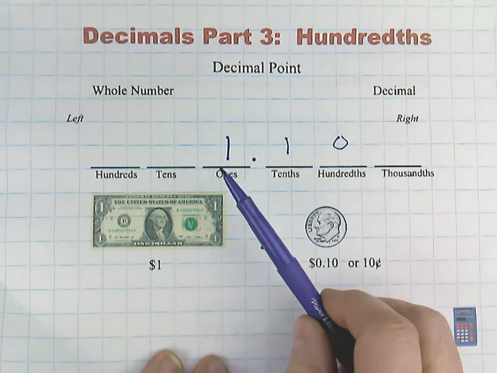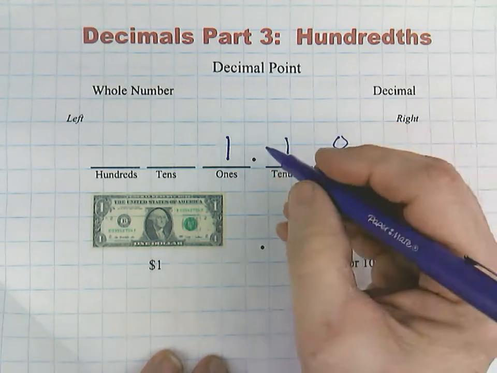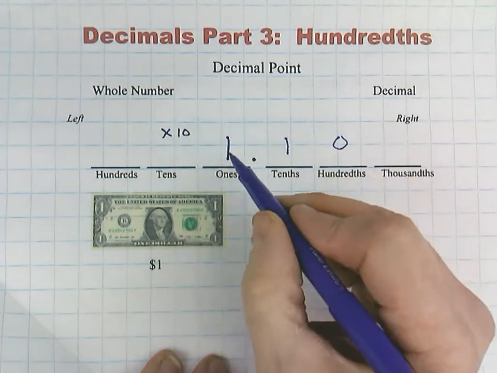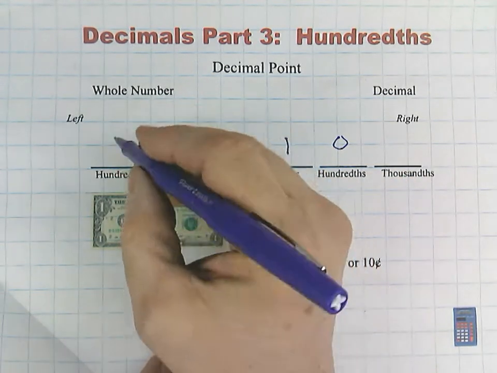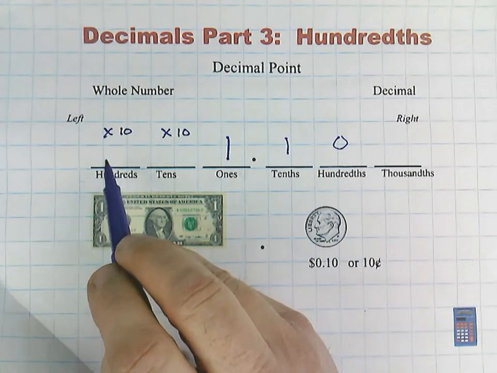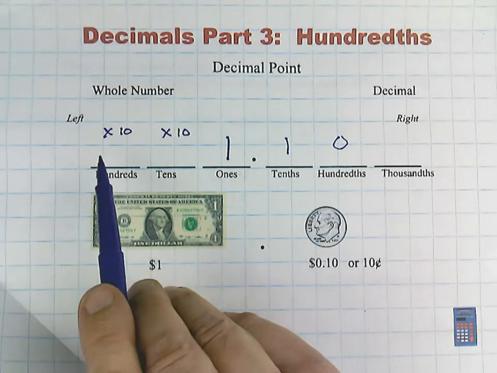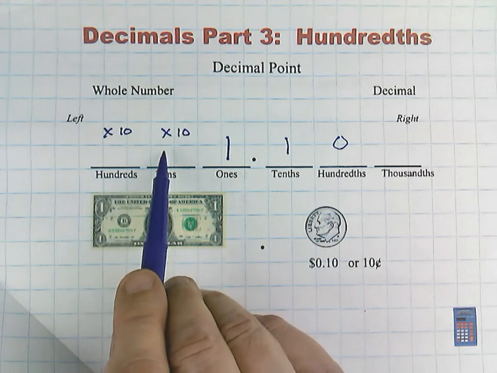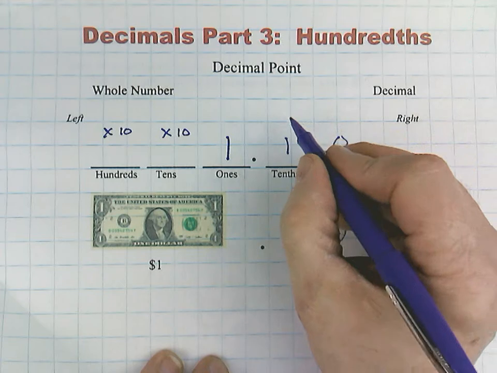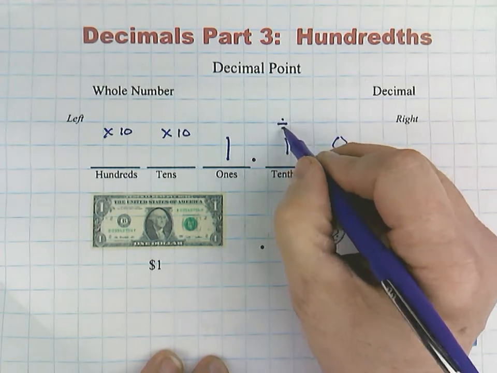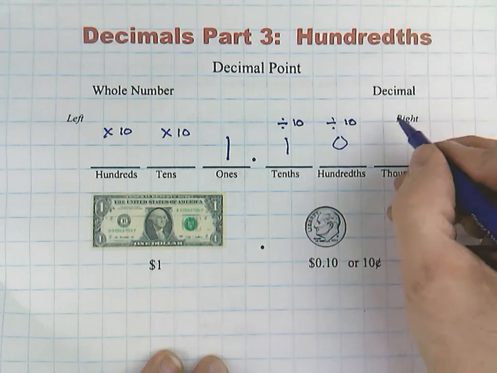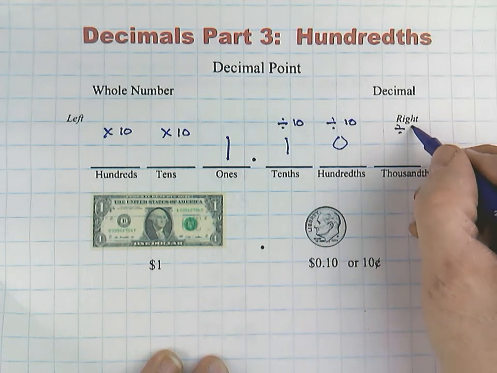For example, if I were to multiply 1 by 10, well, 1 times 10 would be 10. 10 times 10 would be 100. And this would continue with each place value. It increases by a multiple of 10. On the decimal side, it's the opposite. It's decreasing, it's getting smaller. It is being divided by 10. So each of these place values are going down by a divisor of 10.